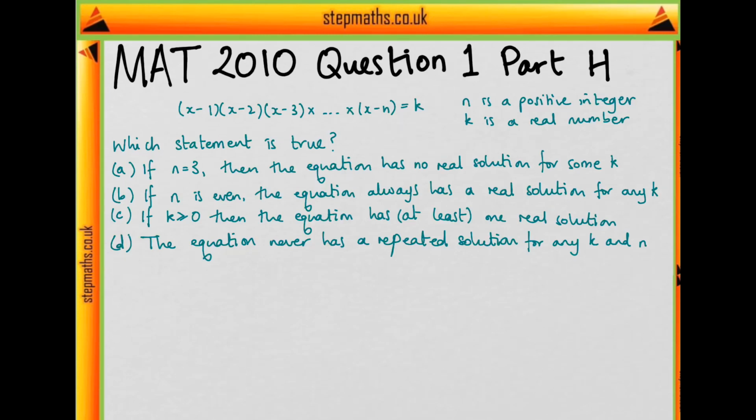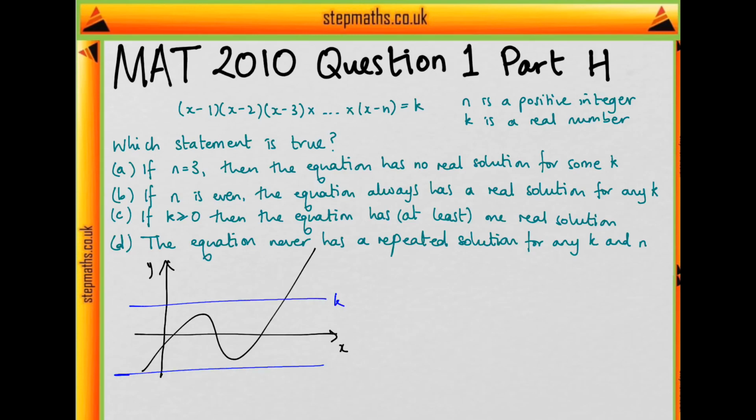Okay, so let's look at the first one. If n is 3, then the equation has no real solution for some k. Well, what's it going to look like if n is 3? It's just going to be some cubic like this, right? And it's going to go down to minus infinity as x goes to minus infinity. It's going to go up to positive infinity as x goes to positive infinity. So wherever I choose to draw my k line, I'm always going to be able to find some places where this line crosses my cubic. And so we know that the answer isn't A.